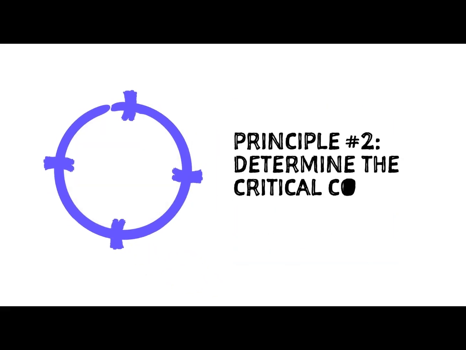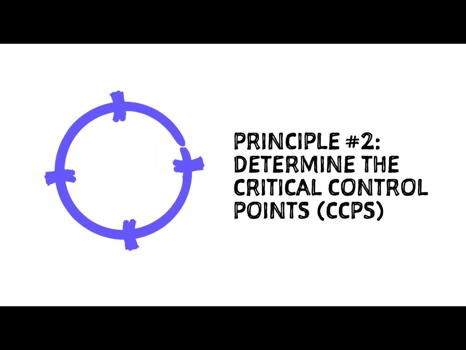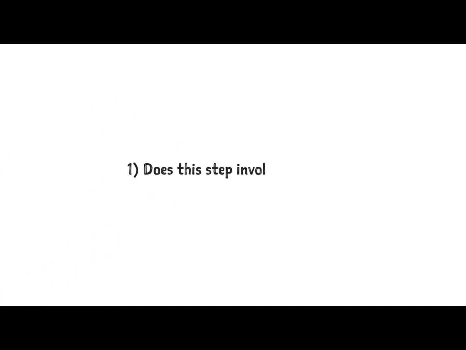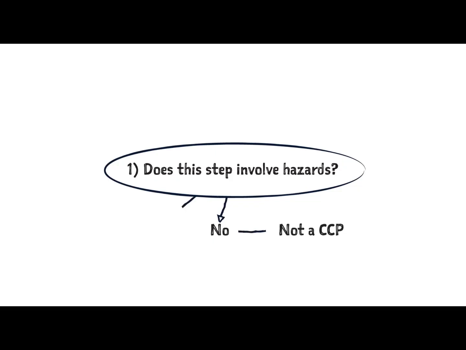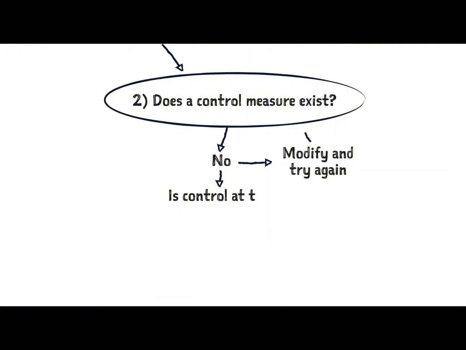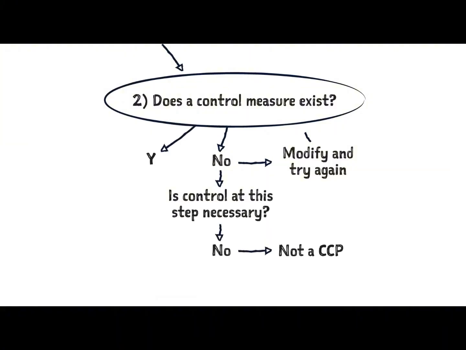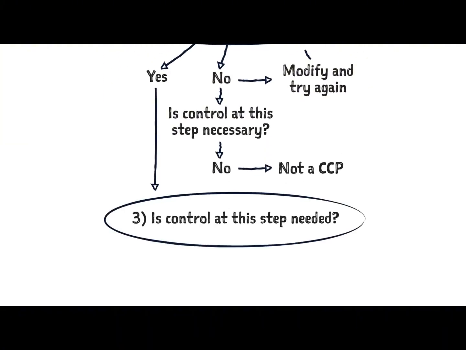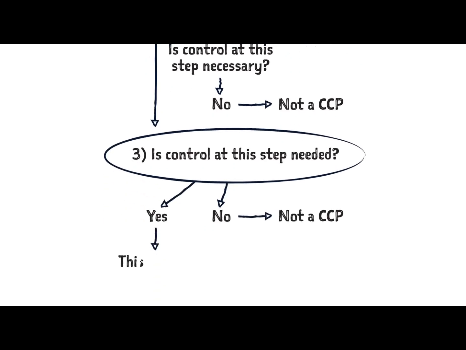Principle number 2. Determine the critical control points, CCPs. A CCP is a step in the production process where there is an opportunity to prevent, mitigate, or completely eliminate a food safety hazard. A CCP decision tree can assist in determining whether a control point is a CCP.